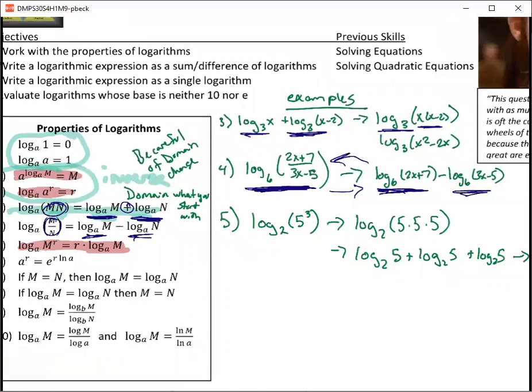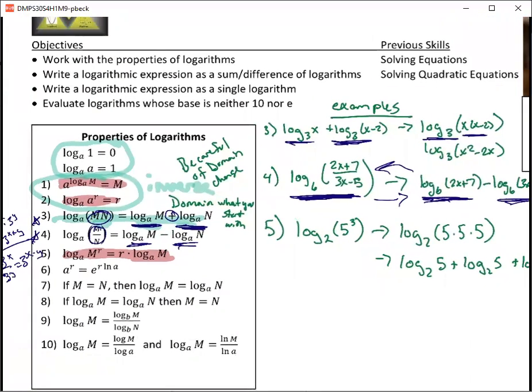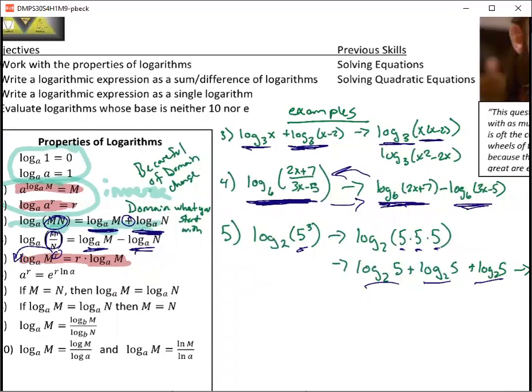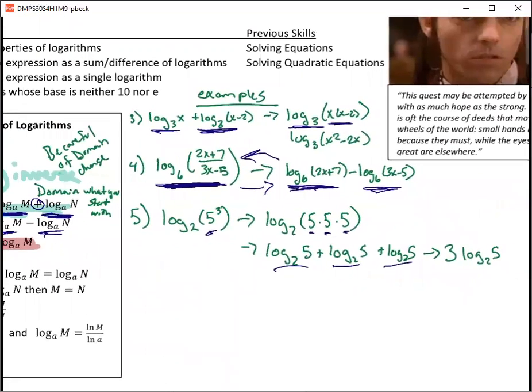Then property 5. Property 5 says we can bring that exponent out in front and we're happy. But why does that work? This really refers back to property 3. 5 cubed is 5 times 5 times 5, which we could break into 3 individual logarithms. Since those are all the same term, we have 3 of those exact same terms. Because of this, the exponent can be brought out in front and the property holds true.